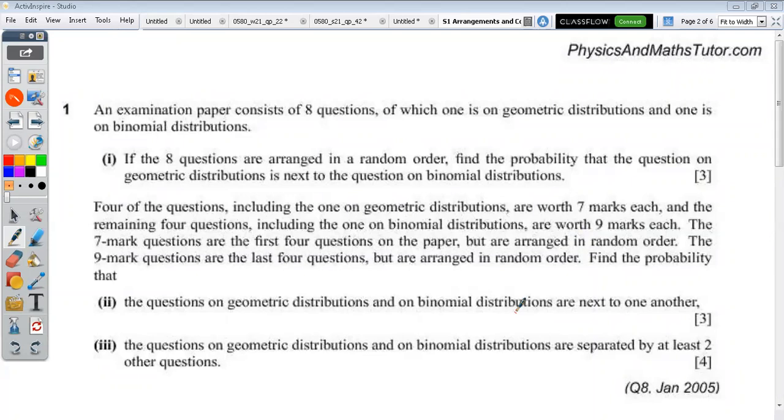Whiteboard. Yes, sir. An examination paper consists of 8 questions, of which one is geometric distribution and one is binomial distribution. If the 8 questions are arranged in random order, find the probability that the question on geometric distribution is next to the question on binomial distribution.